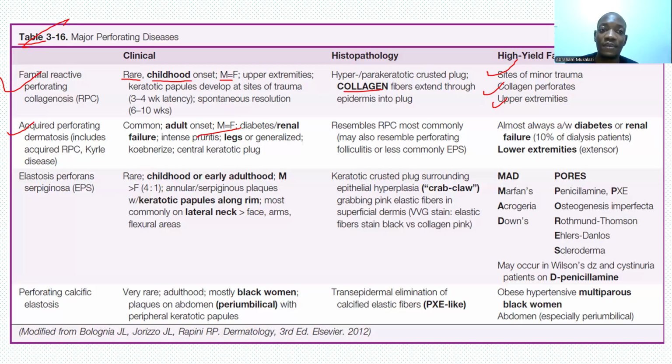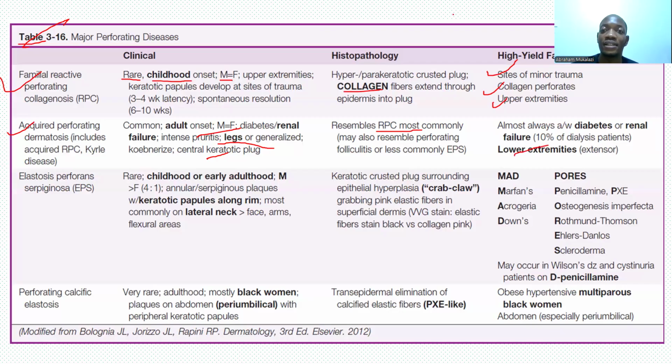Then the diabetics and renal patients are commonly affected with intense pruritus, and oftentimes it affects the legs, or it can be generalized, and you'll still have the central keratotic plaques. So it can also resemble the RPC commonly. You cannot clinically distinguish it from RPC, and you always find it associated with diabetes or even renal failure patients, and it affects mainly the lower limbs.